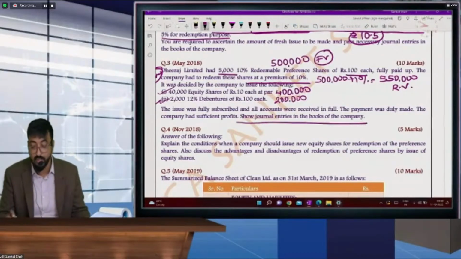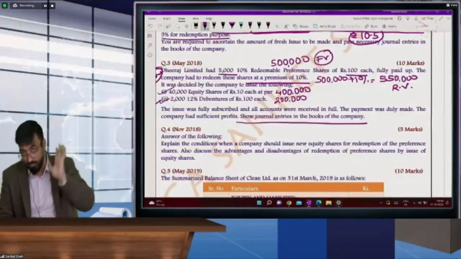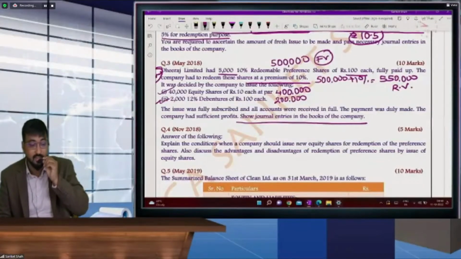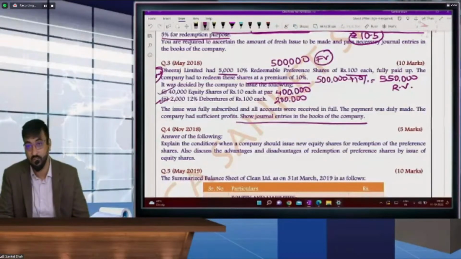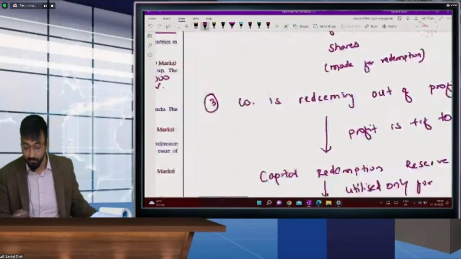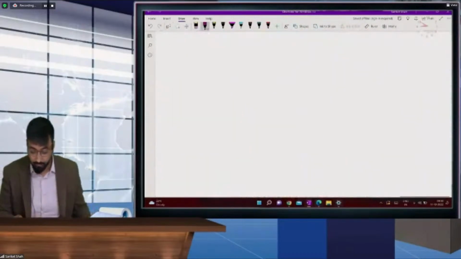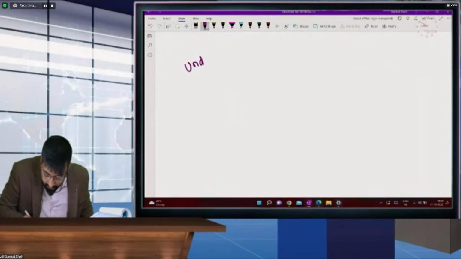Show journal entries. बेटा 10 marks हाथ के थे. जो बच्चों ने ये 10 marks नहीं लिए, वो सब बेटा May 2018. This is very easy question. Draw the diagram. Understanding format.